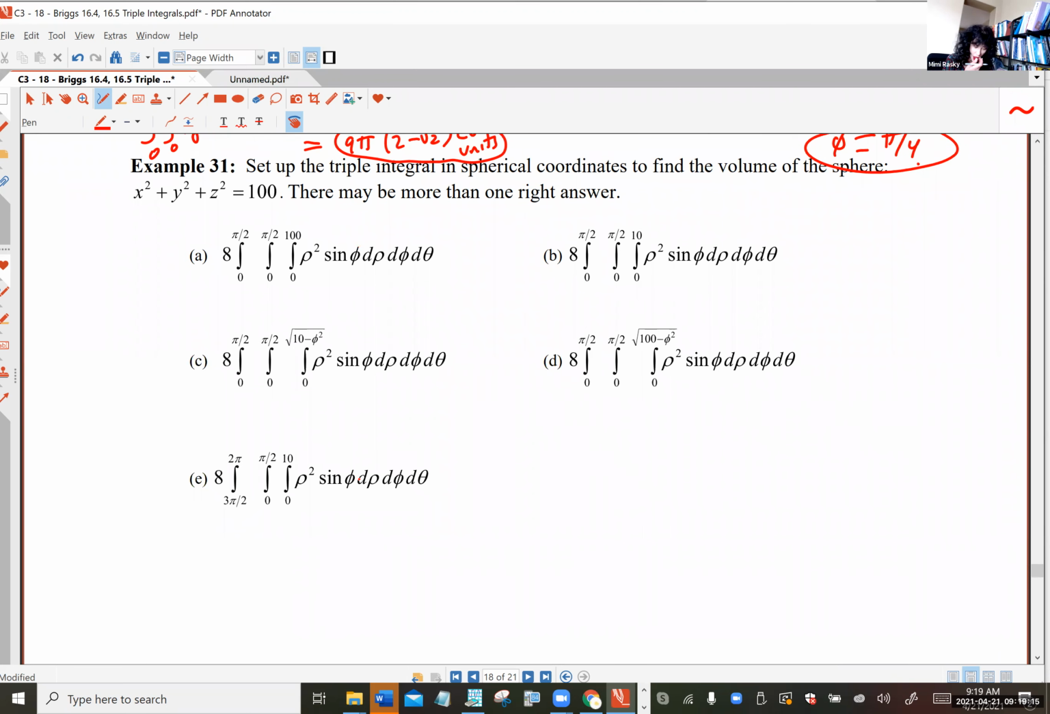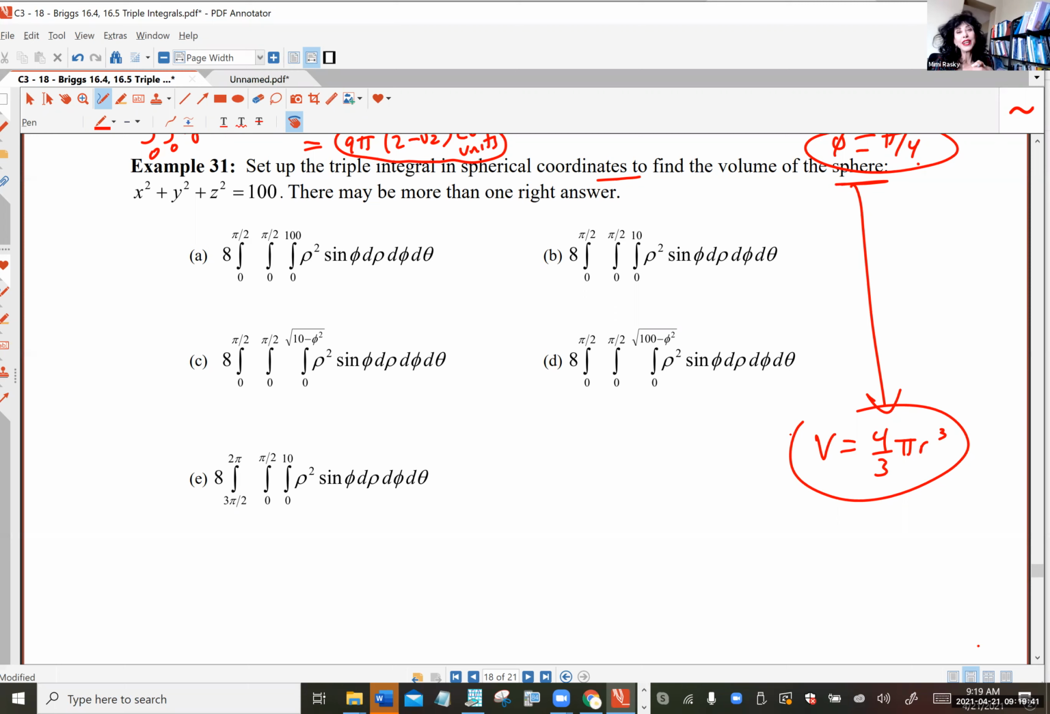Okay, now let's look at a multiple choice problem. There's not much to do here, but we're trying to set up a triple integral in spherical that would find the volume of an entire sphere. Now, folks, for the volume of a sphere, you don't need a triple integral. That's overkill, because the volume of a sphere is 4/3 pi r cubed, and you would never need a triple integral to get it.